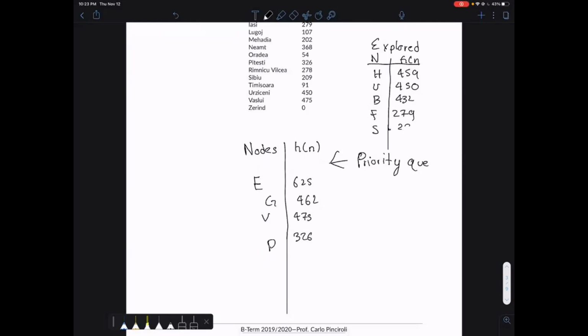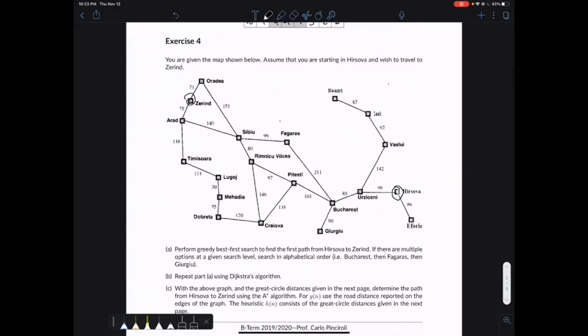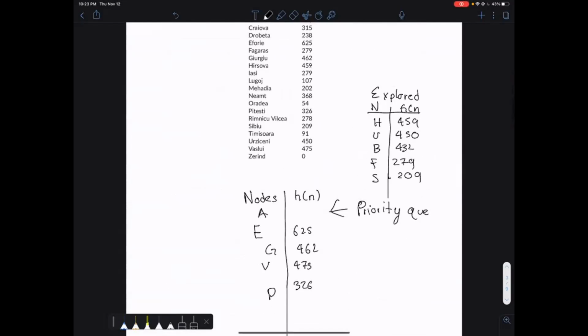S of 209. All right, so now we need to add in all of S's neighbors. S has 1, 2, 3, and 4 neighbors. So we need to check each one of them. We first add them in alphabetical order. So we're going to add in Arad. That has a cost of 51.